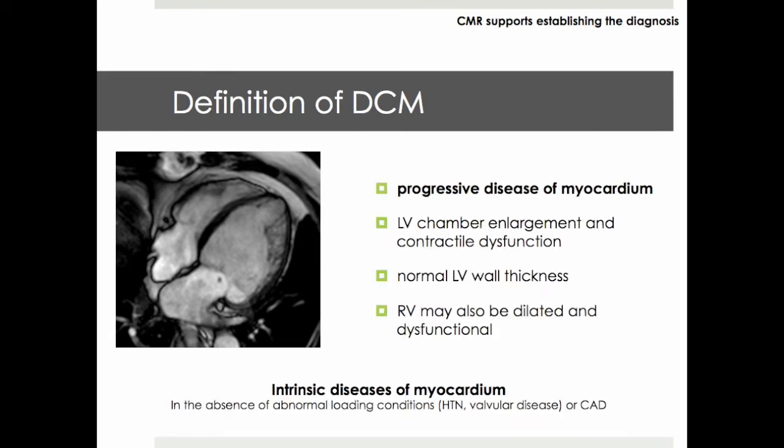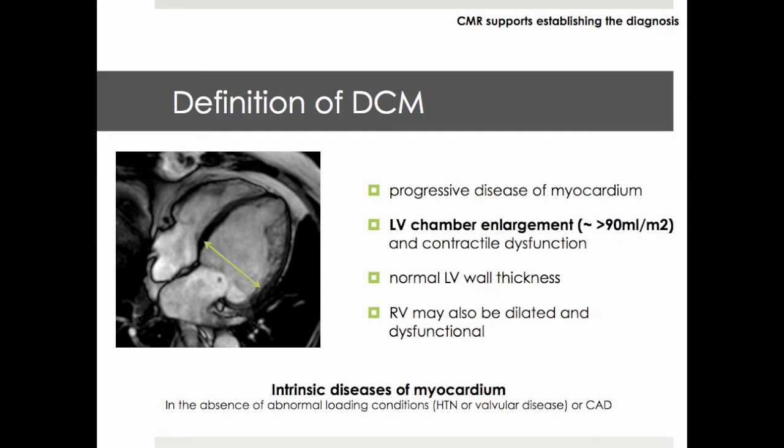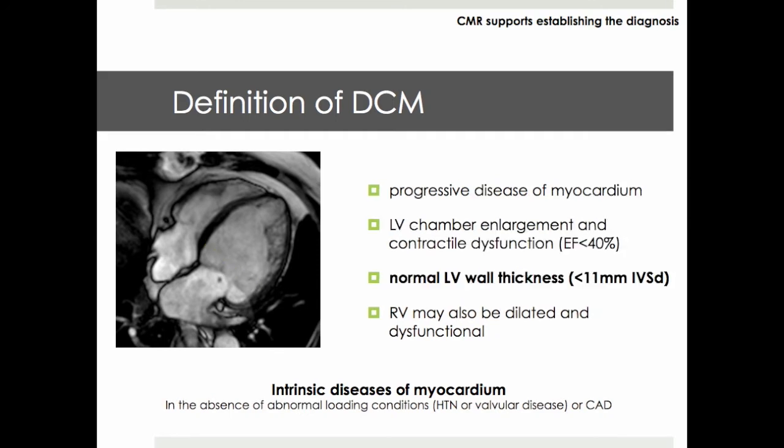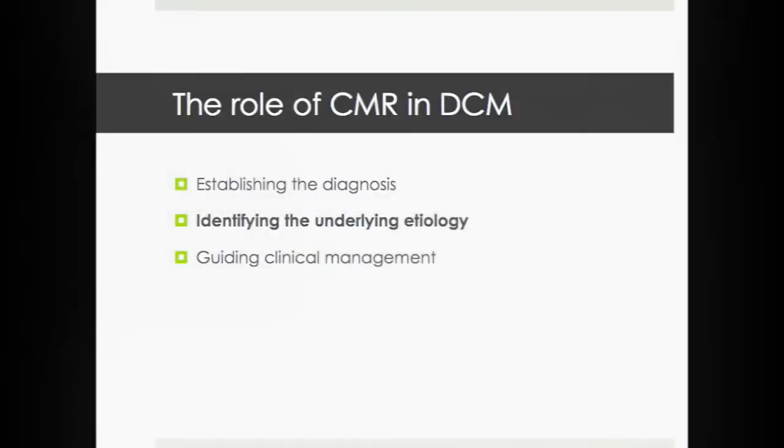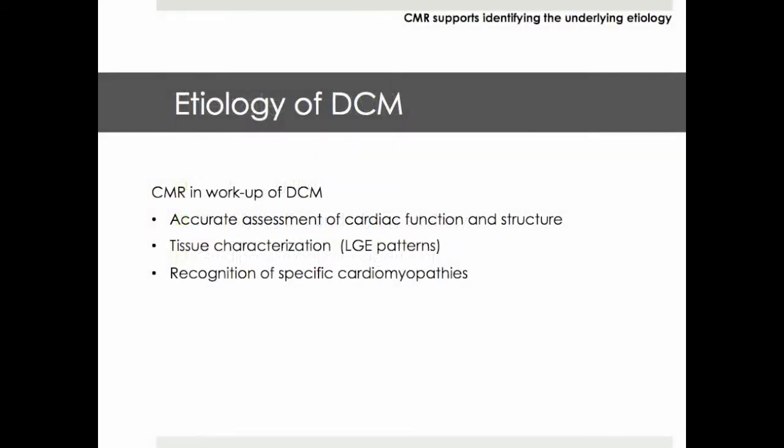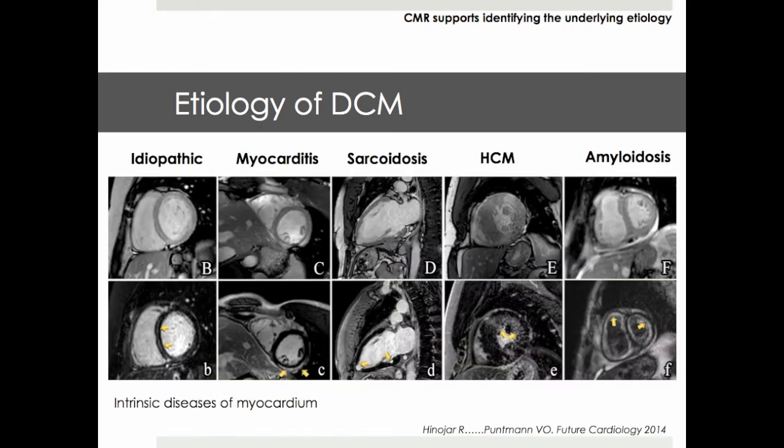Characterized by progressive disease of myocardium, DCM is defined by LV chamber enlargement, contractile dysfunction in the presence of preserved LV wall thickness, and can be commonly associated with dilated and dysfunctional right ventricle. CMR can support workup of DCM by accurate assessment of cardiac function and structure, as well as tissue characterization, supporting recognition of specific cardiomyopathies that are prevalent etiologies of DCM.